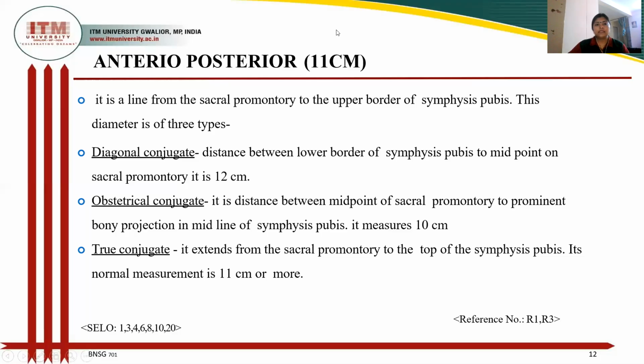Okay. Next is the true conjugate. So what is true conjugate? The true conjugate extends from the point of the sacral promontory to the top point of the symphysis pubis. So it measures almost 11 centimeter or even might be more. That is our anterior posterior diameter. Hope the anterior posterior diameters are clear. We have three anterior posterior diameter types: the diagonal conjugate, obstetrical conjugate, and the true conjugate.